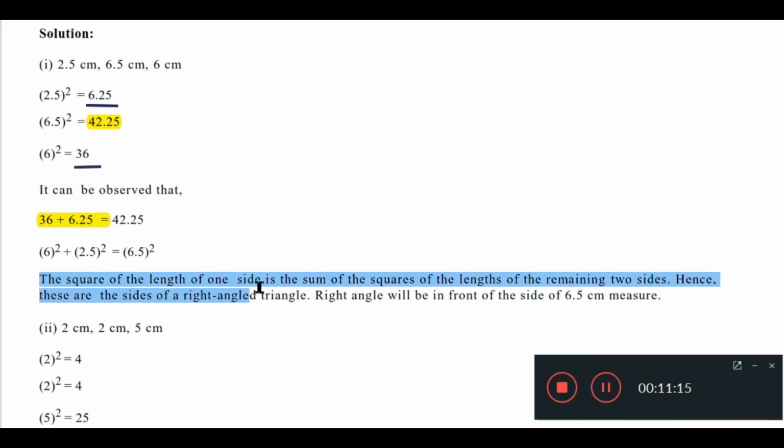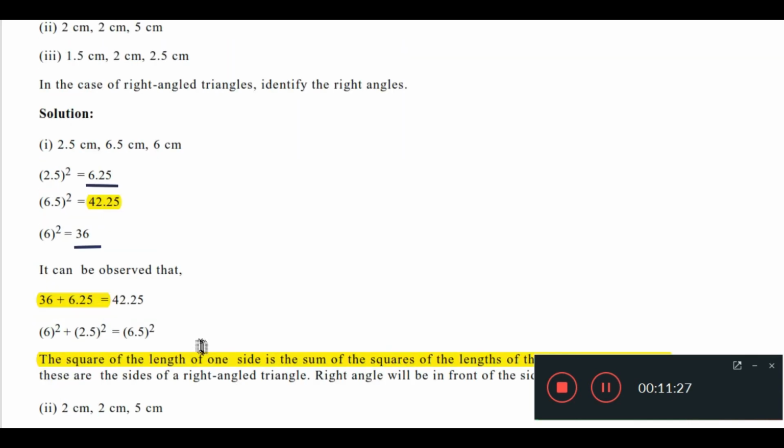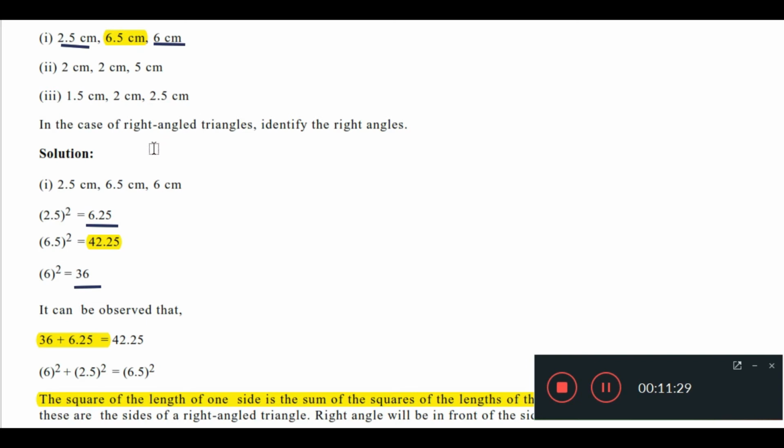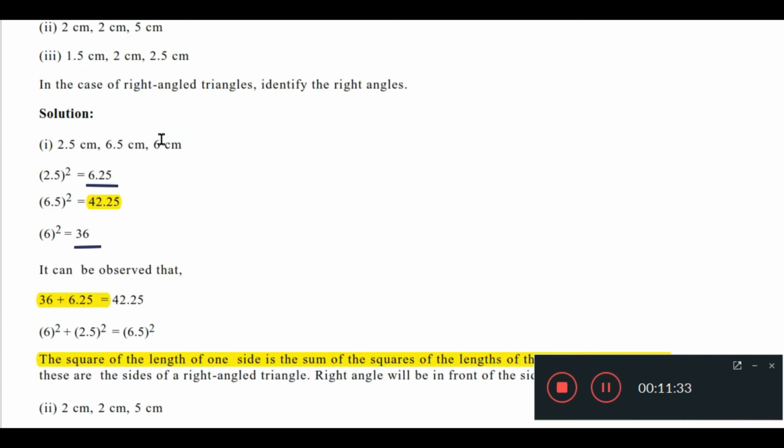The square of the length of one side is the sum of the squares of the lengths of the remaining two sides. Hence, these are the sides of a right angle triangle. The right angle will be opposite the side of 6.5 centimeter. Like this, you have to solve the remaining questions and test whether they are the sides of a right angle triangle or not.